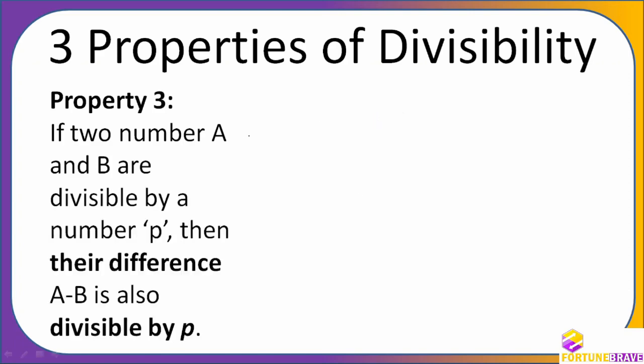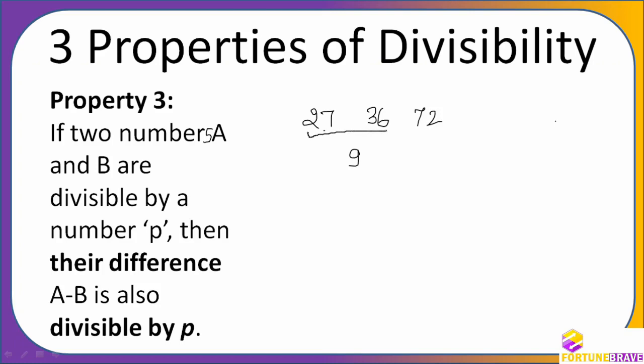Third, what it says: if two numbers A and B are divisible by a number P, then their difference is also divisible by P. So it is only the reverse of it. So if I take any numbers, say for example 27 and 36. 27 and 36 are divisible by 9. Okay, 9 3s are 27, 9 4s are 36. Now, if I take 72, 27 and 72, then the difference should also be divisible.